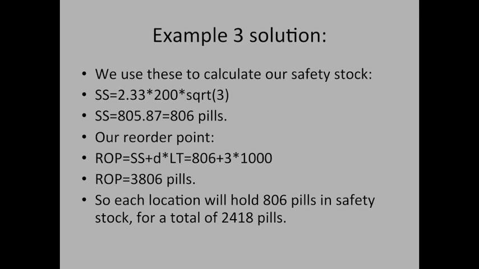Well, having no standard deviation of lead time makes our calculations a little easier. Our safety stock is just going to be 2.33 times 200 times the square root of 3. This gives us a safety stock of 806 pills at each location. Our reorder point? Well, our reorder point is going to be that safety stock plus mean demand during the lead time. Thus, 806 plus 3 times 1,000 equals 3,806 for a reorder point at each location.